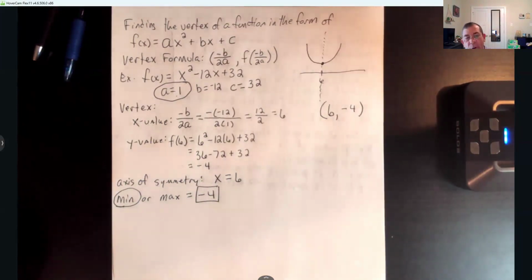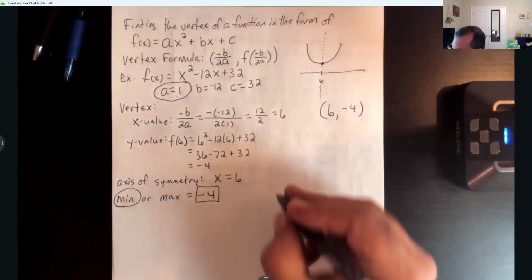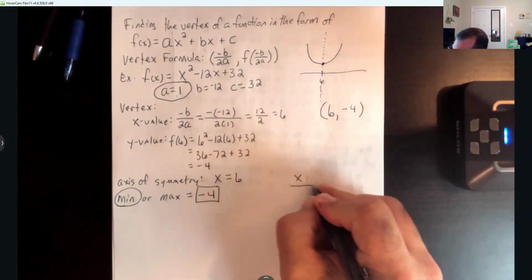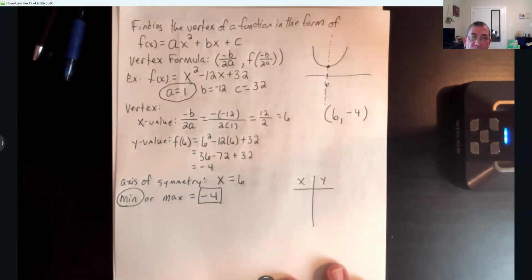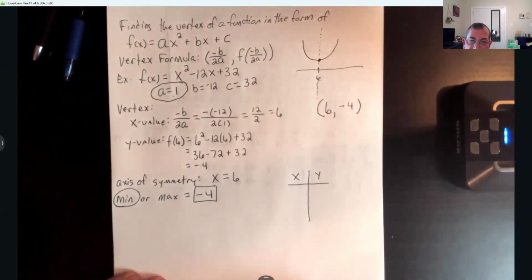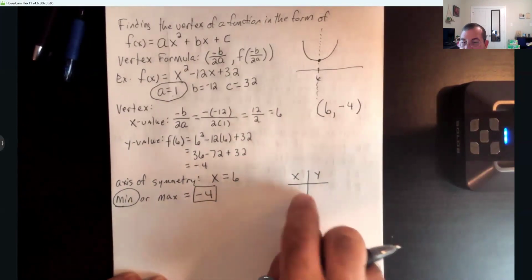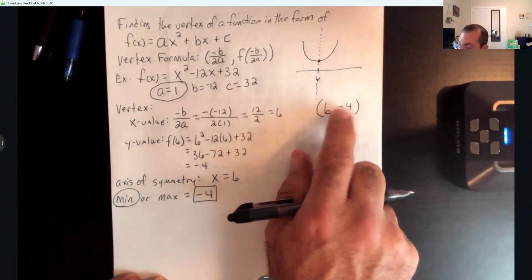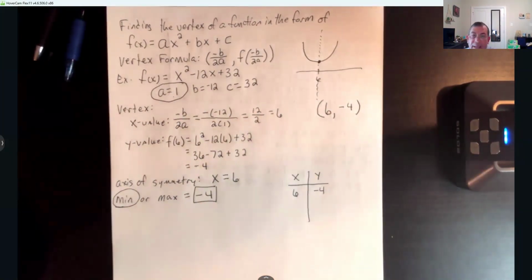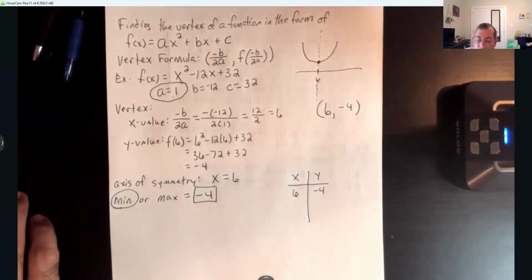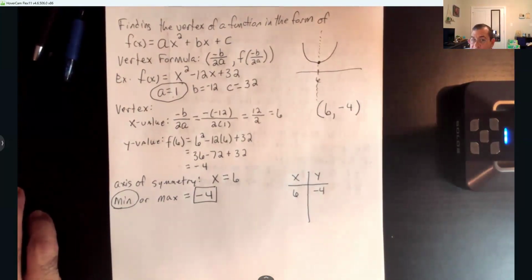Now, it's going to have us plot these. When we plot these parabolas, since we now know what a vertex is, the first point we plot has to be our vertex. So that would be (6, negative 4). Now I'll show you the ways to get more points.